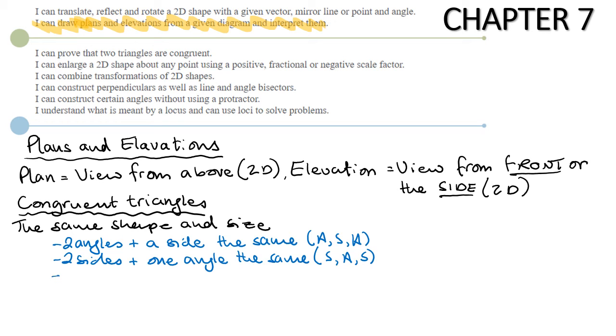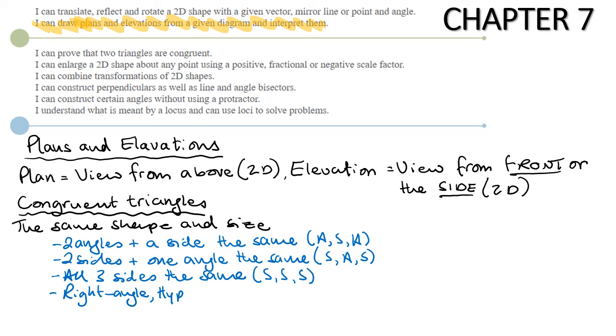We need to see whether they have all three sides the same in both triangles, in which case we use the abbreviation SSS, or whether they have a right angle. These are to do with right-angled triangles. They've both got a right angle, the hypotenuse, which is one of the sides in the triangle, is the same in both, and one of the other sides is the same. Not sides, but just side. In which case we use the abbreviation RHS.